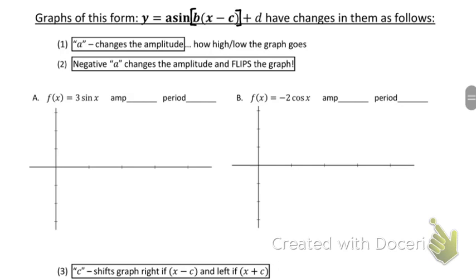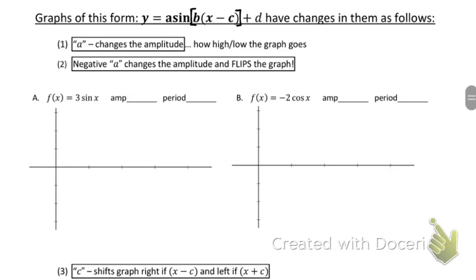All right, the first thing we're going to talk about is this A value. The only thing it does is change the amplitude, how high and how low your graph goes. What it also does, if it's negative, it's going to flip it. So rather than going up, it will go down. So once again, A changes your amplitude and can also flip your graph. A controls up and down, the stretch of the graph.